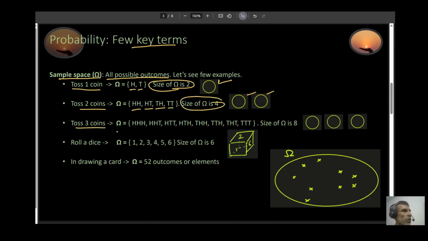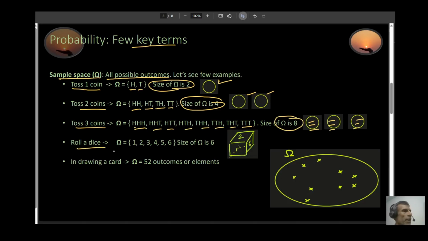How about if you toss three coins? Well, you can get head, head, head, or head, head, tail, or head, tail, head. So you can have all these possible outcomes. All these possible outcomes, this is your sample space. The size of my sample space over here is 8.